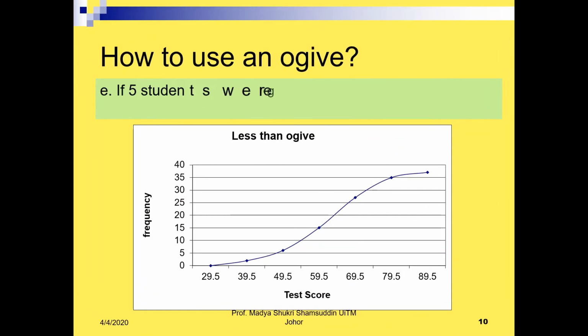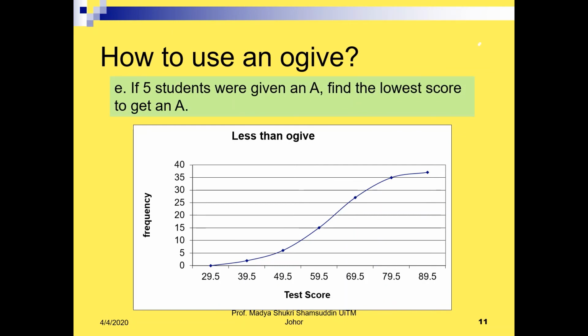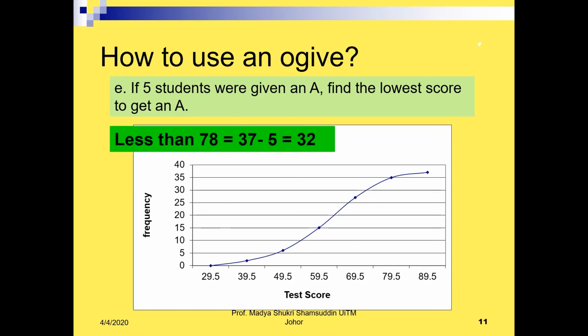If 5 students were given an A, find the lowest score to get an A. First, take 37 minus 5, which is equal to 32. This is the number of scores which are less than 78. Go to y-axis. Pinpoint 32. Draw a straight horizontal line till it touches the ogive line. Draw a vertical line till it touches the x-axis. Identify the number on the x-axis. Here, the number on the x-axis is 78. Therefore the lowest score to get an A is 78.